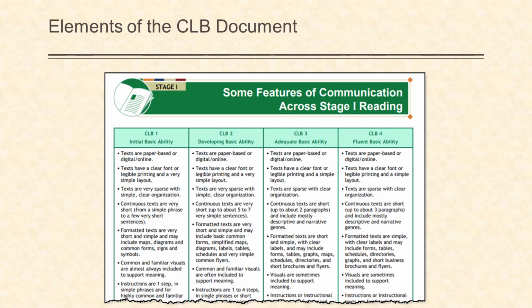As you might have noticed, all my screenshots were from the Stage 1, CLB 1 to 4 reading pages of the document. For Stage 2, CLB 5 to 8, and Stage 3, CLB 9 to 12, the tables and their organizations are the same. I understand that this was a rather long introduction to my presentation, but I feel it was necessary to demonstrate the theoretical background of the Canadian CLBs before talking about implementing extensive reading in this context.